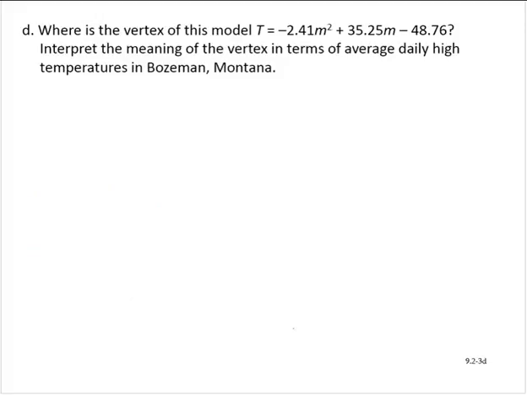And part D, where is the vertex of this model? And interpret the meaning of the vertex in terms of the average daily high temperature. Alright, so recall that to find the vertex of a quadratic model, we had this tool that said that the x-coordinate of the vertex was given by negative b over 2a. Well, instead of x, we now have m. So let's use that. The m value of the vertex is given by negative 35.25 over 2 times negative 2.41.